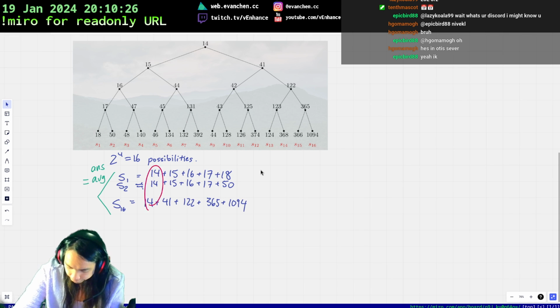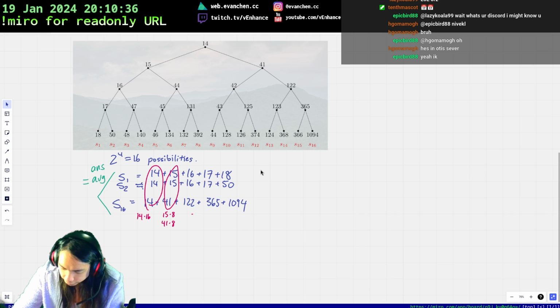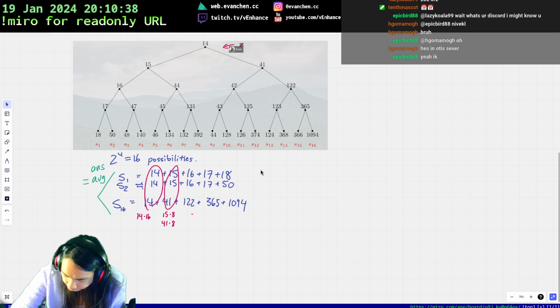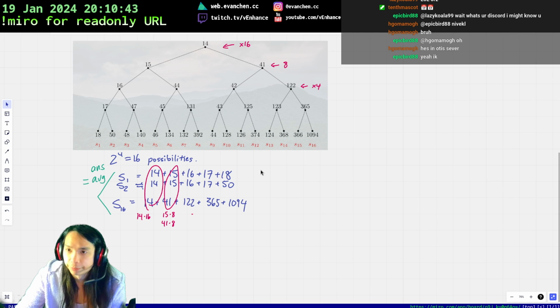So for example, this is 16 copies of the number 14. If you look at this column, there's 8 copies of 15 and 8 copies of 41, and so on. So this guy here shows up 16 times. Everything in this row shows up 8 times. Everything in this row will show up 4 times, 2 times, 1 time.